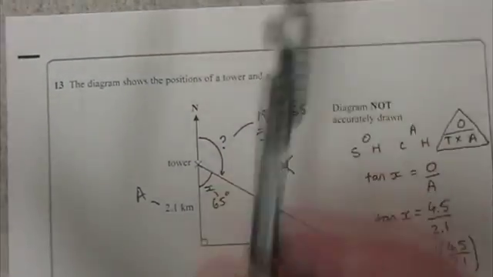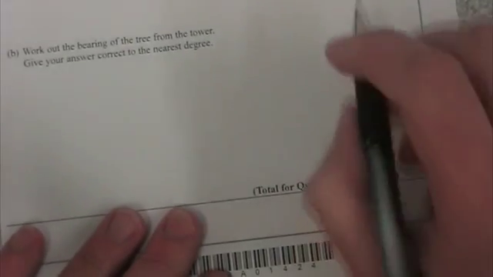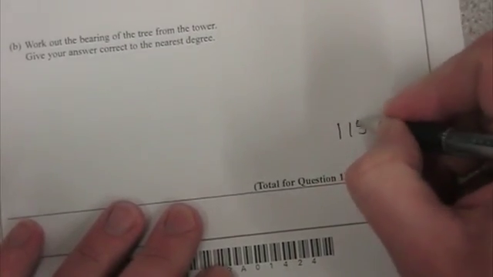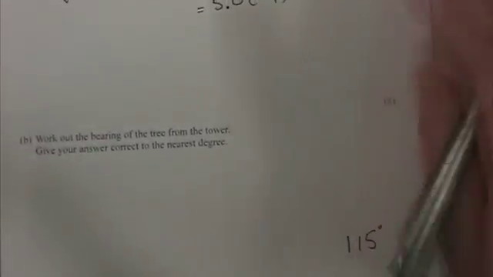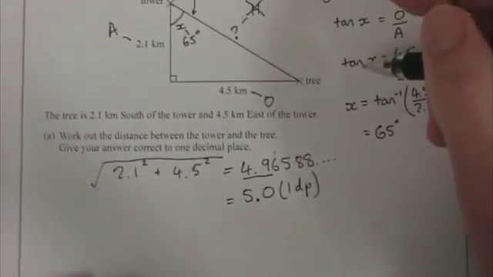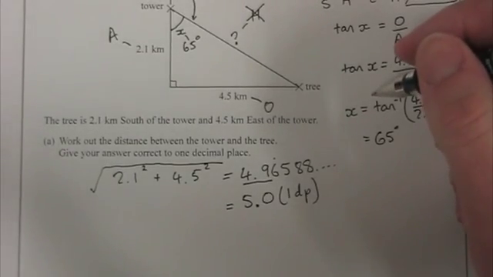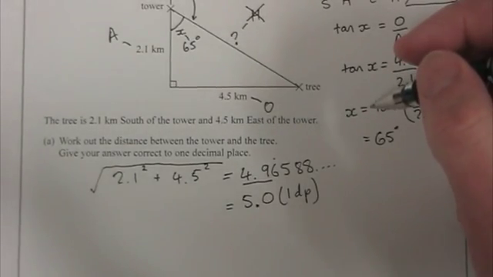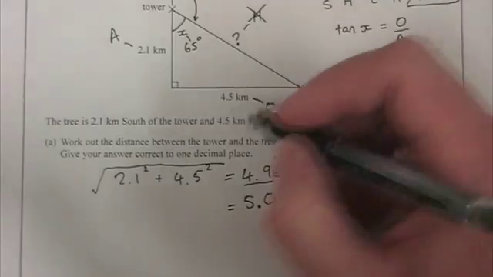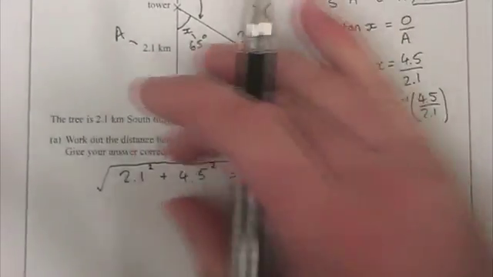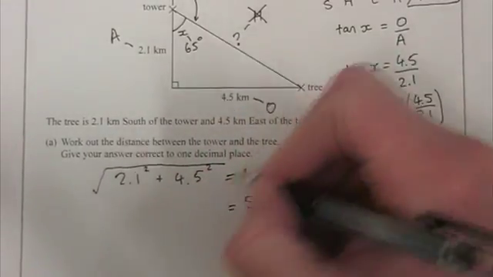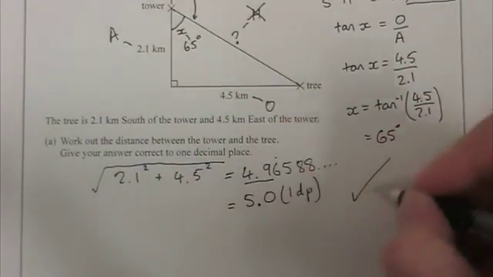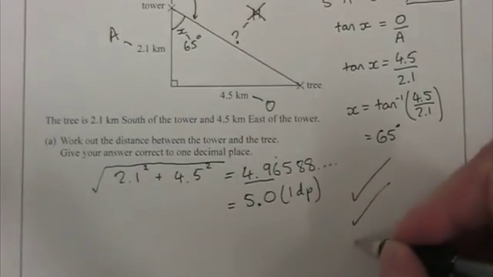So I know the bearing is going to be 115 degrees. So for this question, there are 3 marks for the Pythagoras. So a mark for recognising that I needed to use Pythagoras and producing this formula. A mark for correctly substituting in, and a mark for getting the final result.